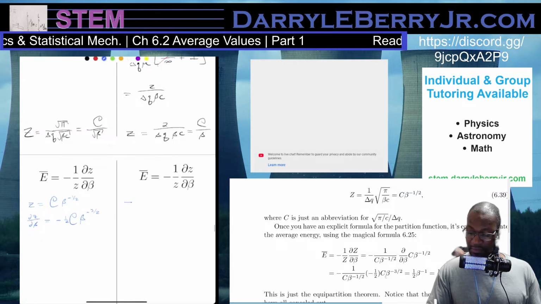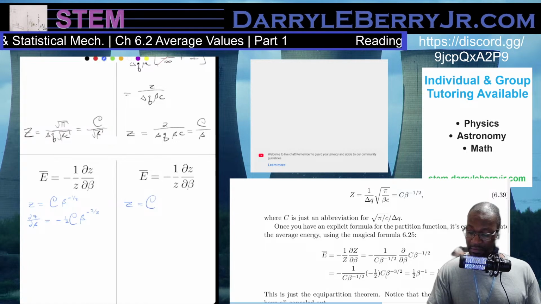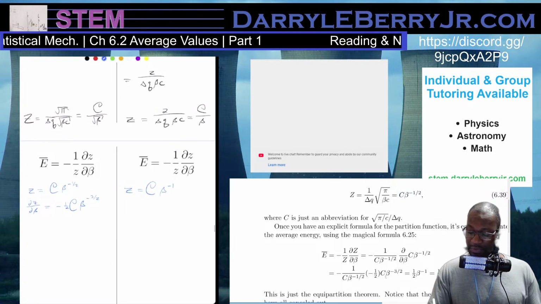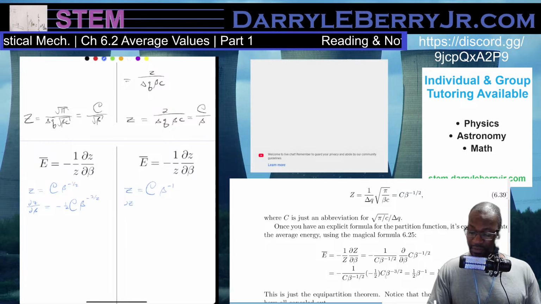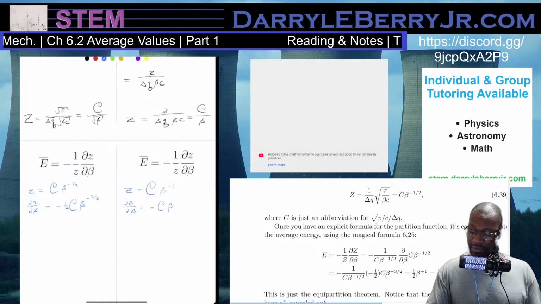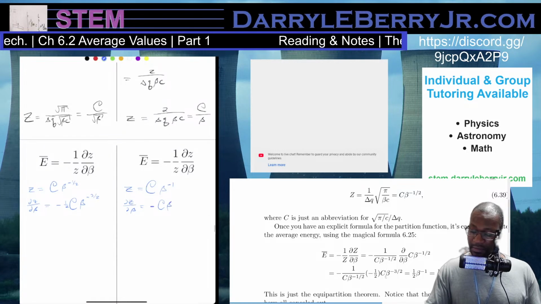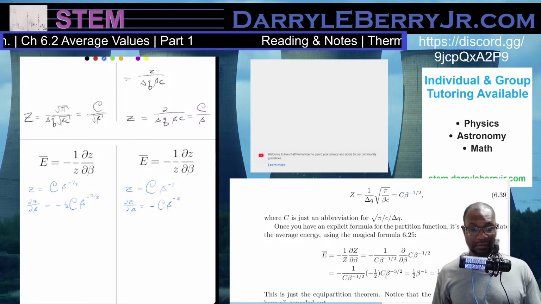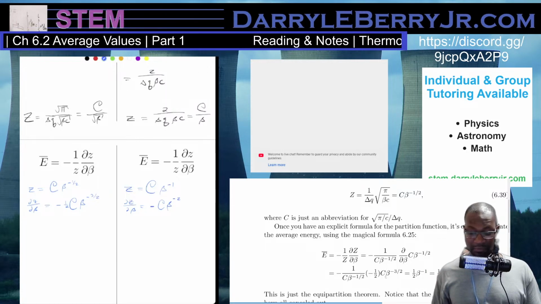On this side, Z equals C B negative 1. So partial derivative of Z over partial B equals negative C B negative squared. And it seems to be matching what's in the book.